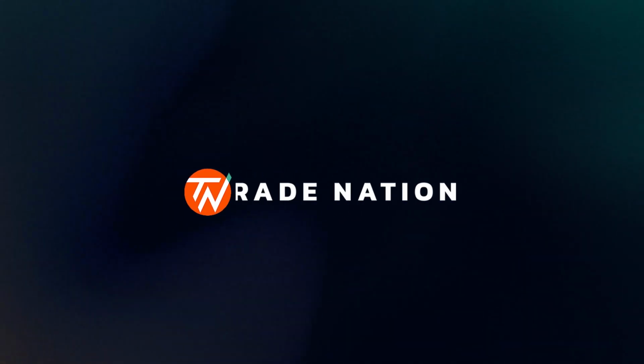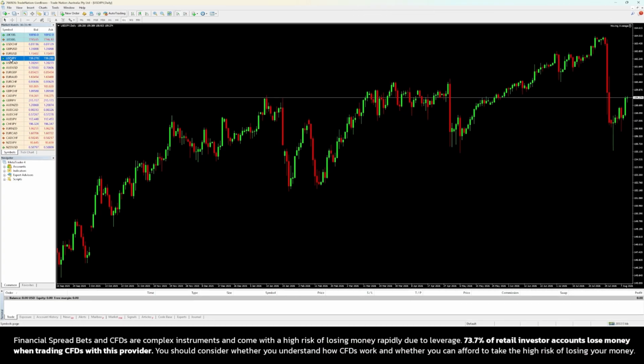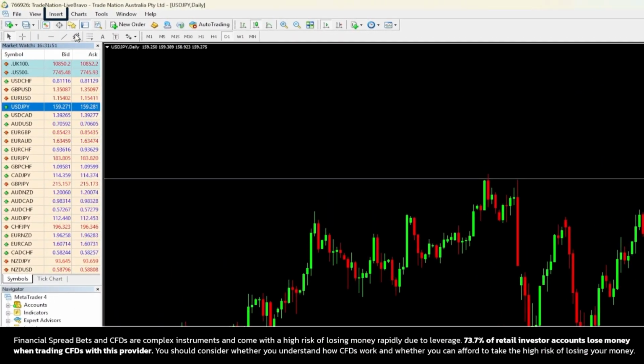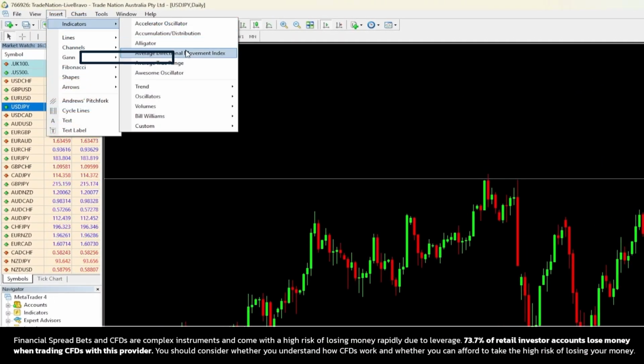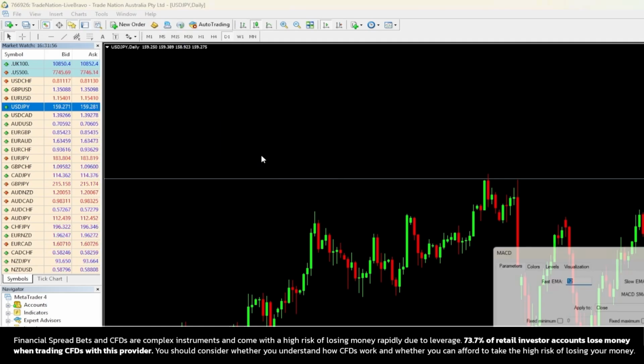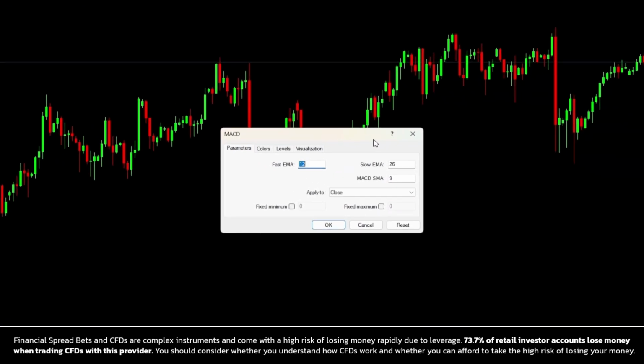To add MACD on Metatrader 4, start with the chart you want to analyze. From the top menu, select Insert, then Indicators, followed by Oscillators, and choose MACD. The indicator settings window will open before MACD is applied to the chart.